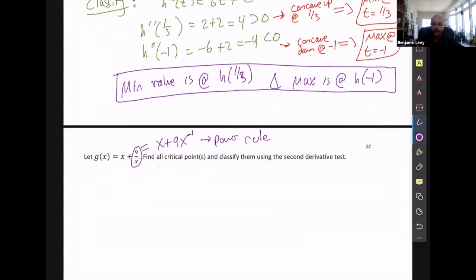So let's take some derivatives. We're going to find the critical points, right? Critical points happen where the first derivative is 0. So we take the first derivative, and it becomes 1 minus 9x to the minus 2. See if that makes sense, right? x becomes 1, bring down the power, subtract 1 off the power. And we want that to be 0. We're trying to find the critical points.